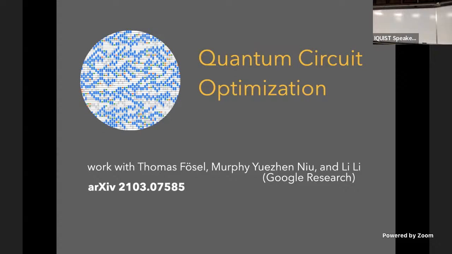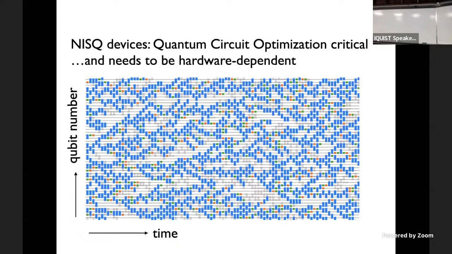Here, this is some work done with colleagues from Google Research, and it asks the question, if I have one of these devices with, say, 50 qubits, and I already have an idea of a quantum circuit that maybe implements a useful algorithm, can the computer at least help me to optimize the circuit, maybe to reduce the number of gates that I have, to reduce the total running time, because that would already be useful. And the question would be, can we do this even without doing any simulation of the dynamics of the circuit, because we won't be able to do a simulation in a reasonable amount of time?